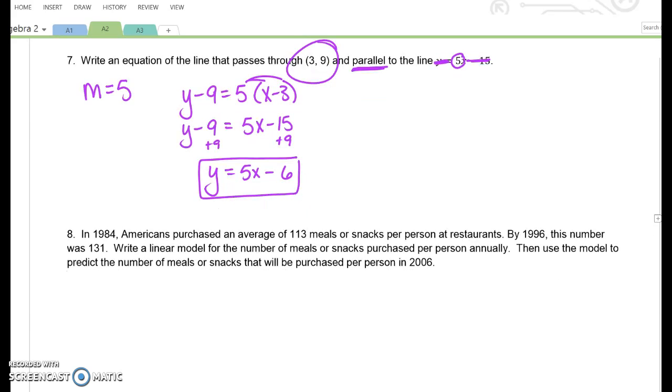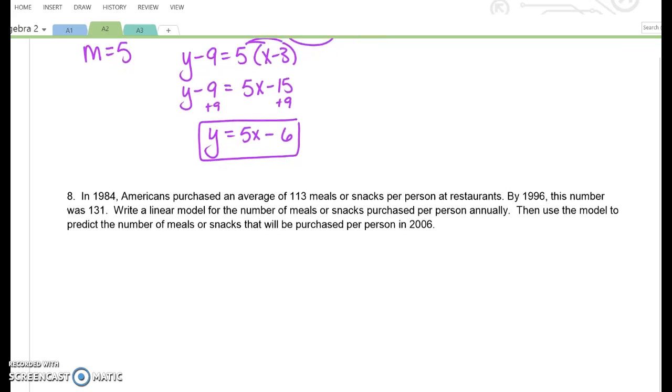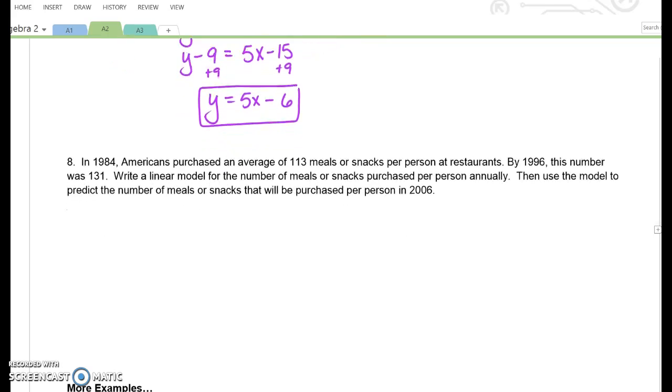I put number 8 on here because it is a real world application of what we're doing. This is the type of question that you could see on an ACT test or an EOC test. In the past, a lot of you would read through this type of problem and say, oh my gosh, that's too many words. I'm done. I'm not even going to try. We have to get over that.